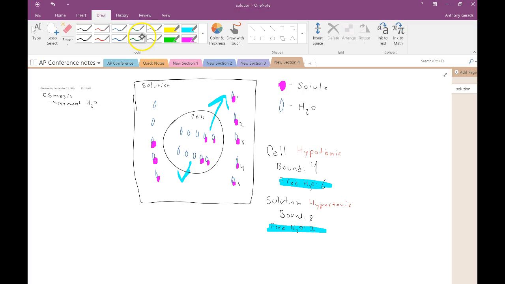And I'll tell you right now, in osmosis, I'll do it in a different color so it stands out somehow. Water always moves from hypotonic to hypertonic. Okay. Anyways, so water always moves from hypotonic to hypertonic.